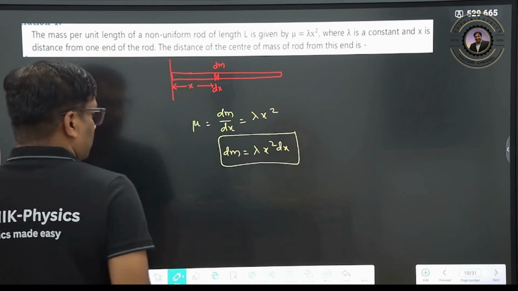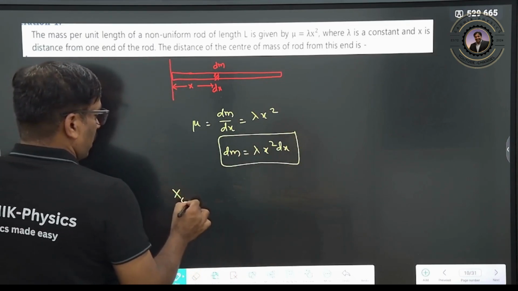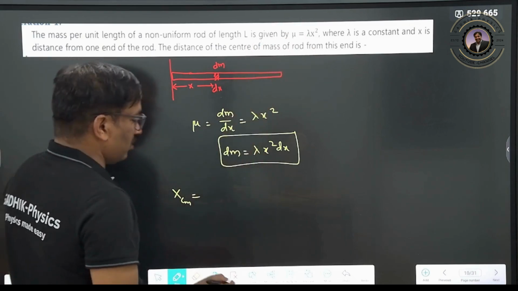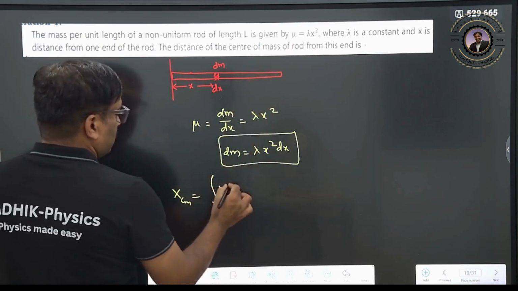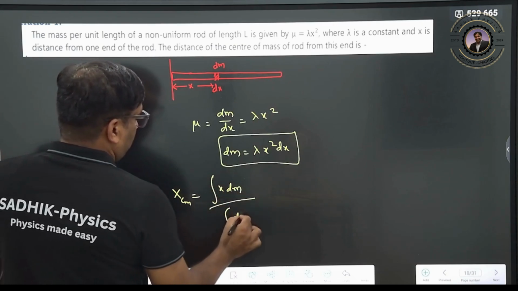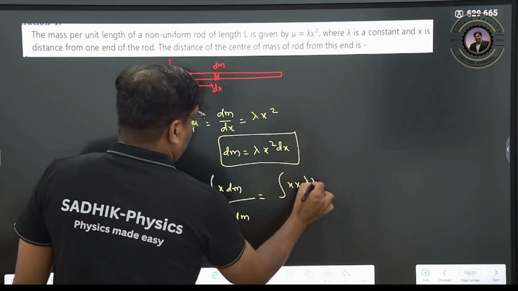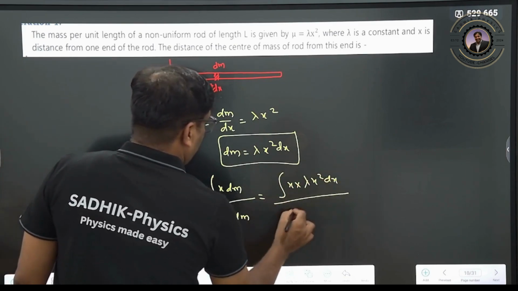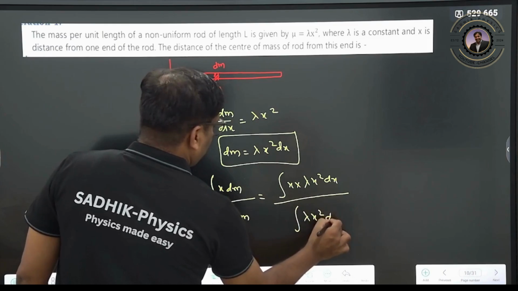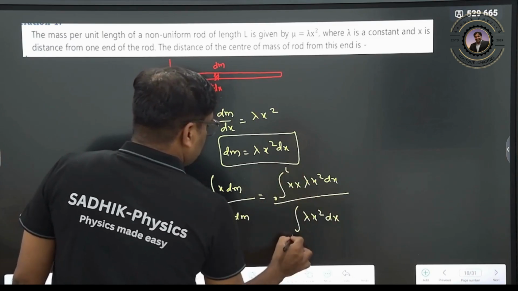So again the same formula here. Therefore xcm, because it is lying along the x axis, is integral x dm divided by integral dm. So try to substitute here. Therefore x into lambda into x square into dx divided by lambda into x square into dx, with limits 0 to L, 0 to L.